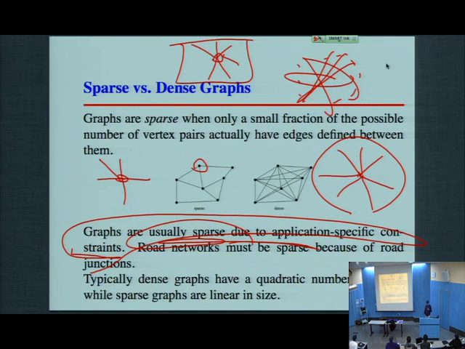A complement of a graph is where we take all the edges and replace them by non-edges, and all the non-edges and replace them by edges. And yes, if you have a sparse graph and you take its complement, that's going to be a dense graph. That's exactly right. So sometimes you may want to work on the complement of a graph.